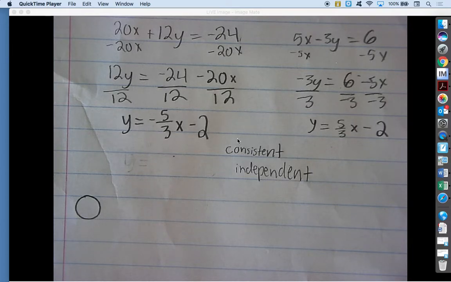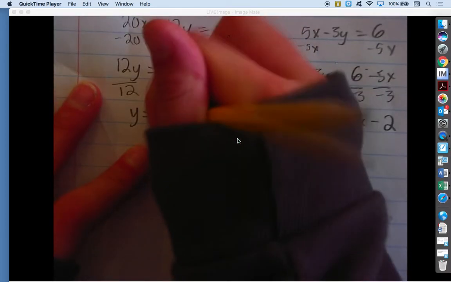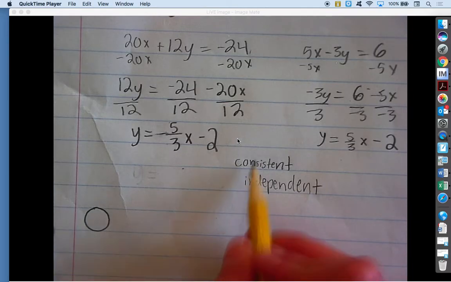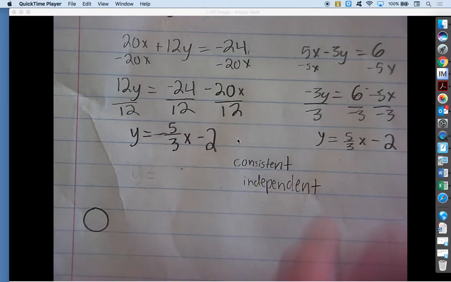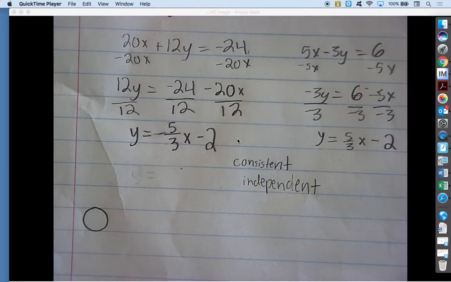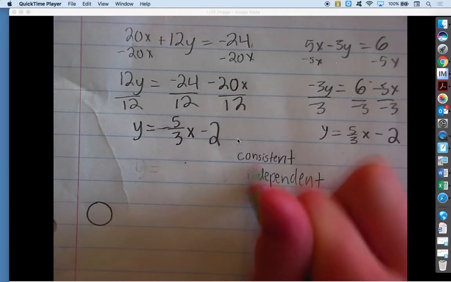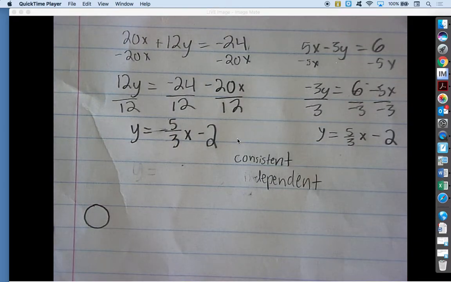So if you don't mind just making this into a positive. This should be a positive 5/3, so that would change it. Then they are the same exact line. So they're still consistent, but it's considered a dependent system because the lines are connecting at every single point. So we call that consistent and dependent.